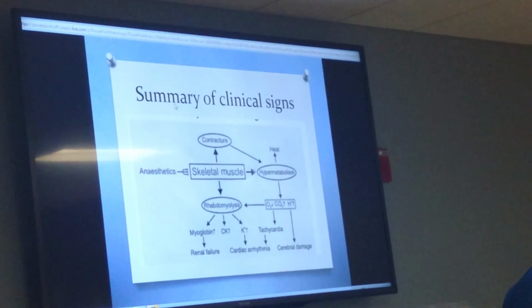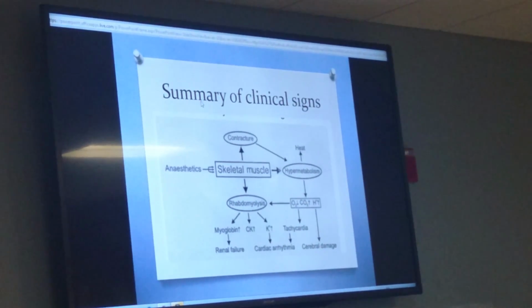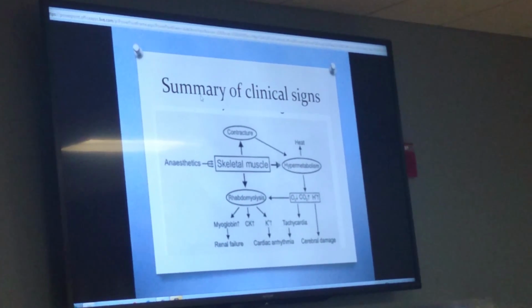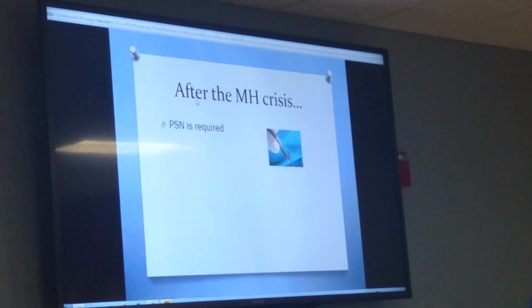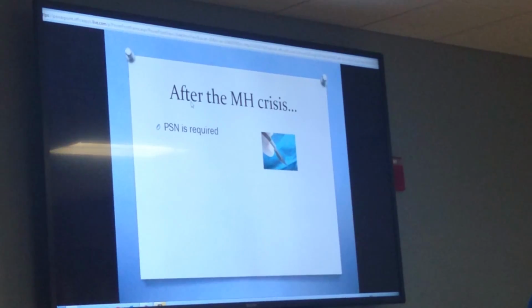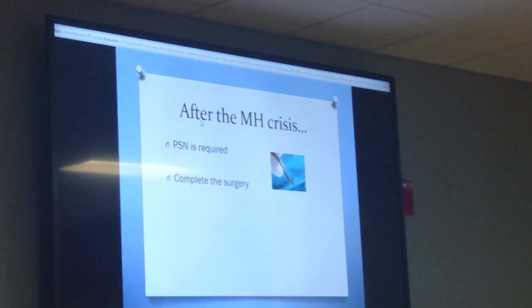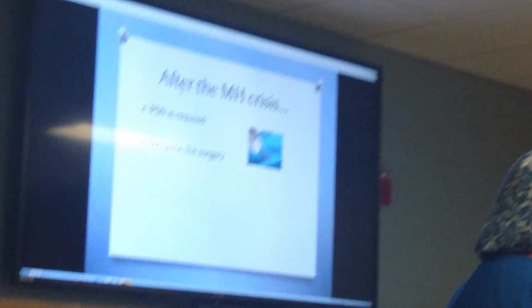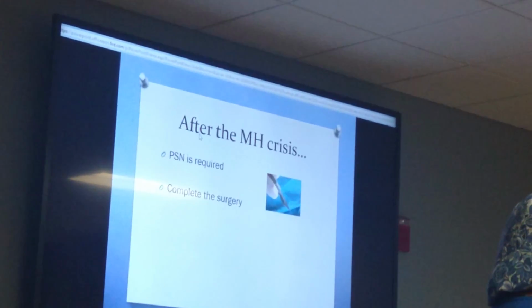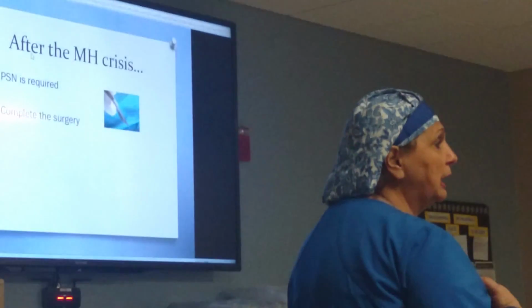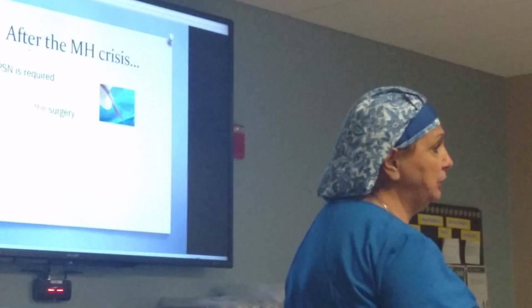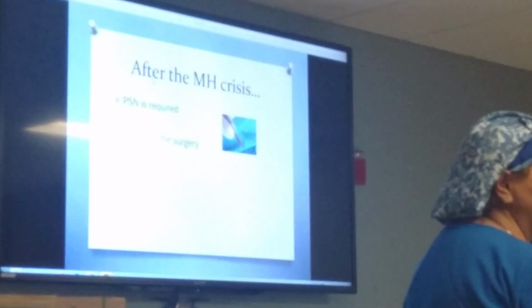After the MH crisis, you want a PSN. You have to report that PSN. You want to complete the surgery. Remember, like I said, we have a patient there. We have to figure out at what stage that patient's at. Do we complete it? I did a malignant hyperthermia on a kid with PE tubes. We didn't complete the surgery. We had one tube in. We didn't bring the patient back to put the second tube in. We didn't think that was vital to do at that time.